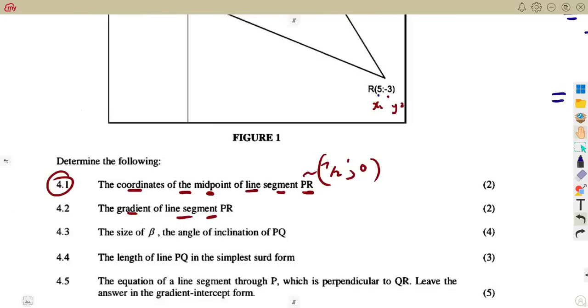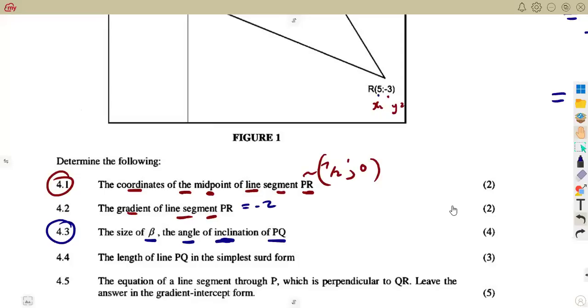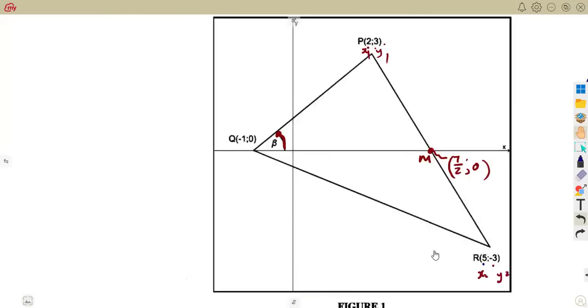So the gradient of the line PR was going to be negative 2. Now the size of beta, the angle of inclination of PQ. Guys, we saw it properly from our formula sheet. Theta, the angle of inclination, is arctan M. M represents the gradient. So it's arctan of the gradient, meaning you must have the gradient first. Do we have the gradient of PQ? No. So we must find the gradient of PQ first. All right.